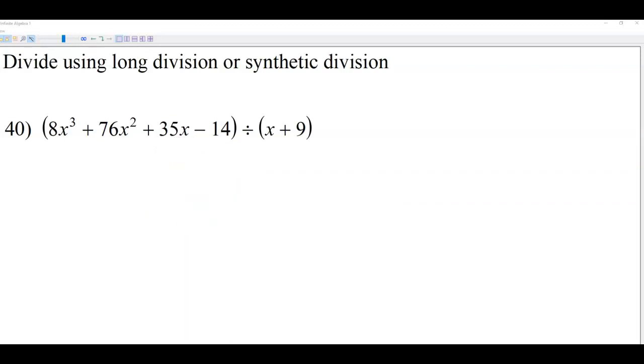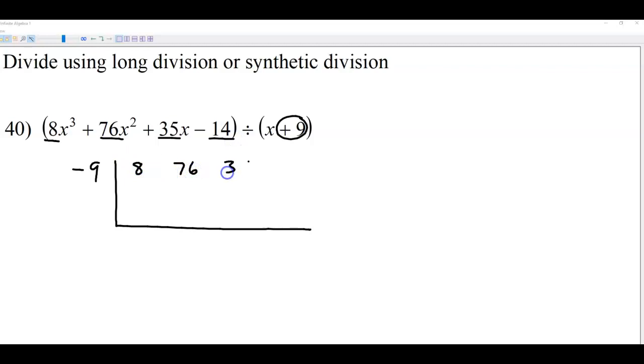Now I'm going to do the same problem, but with synthetic division. A little bit less work. I think most of you will prefer this. The first thing you do is you take this number and change its sign and put it out here. The next thing you do is you take the coefficients only and put them at the top. Next, we bring the 8 down. We multiply the 9 times the 8, and we get 72, and we put that right here, but it's negative 72. And then we add these together.